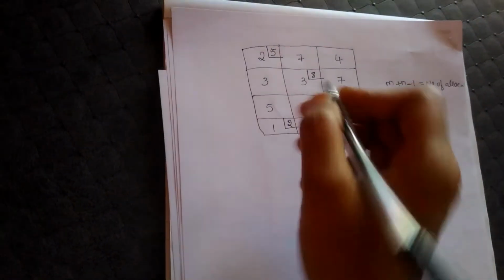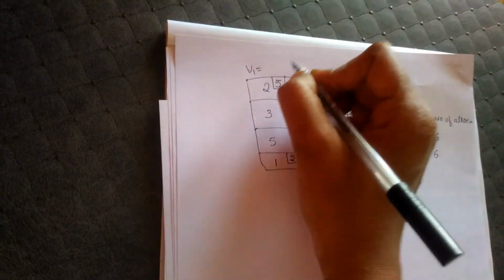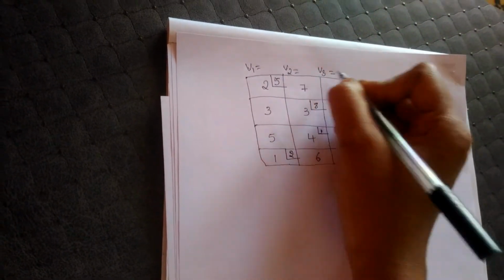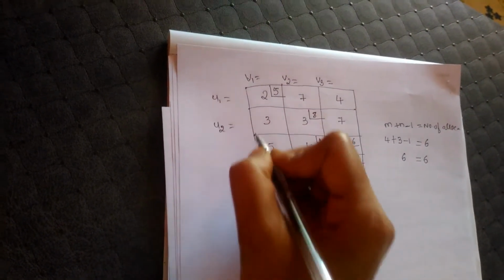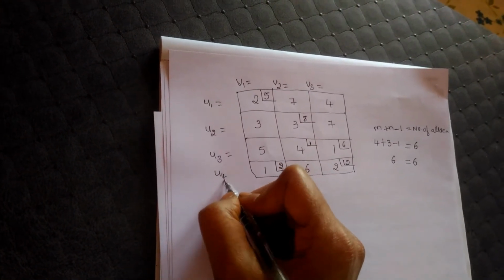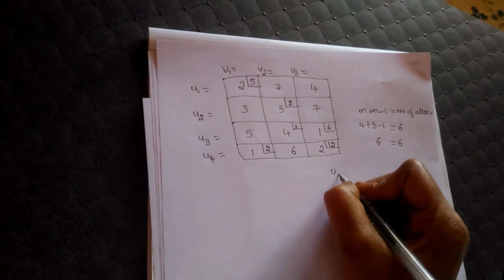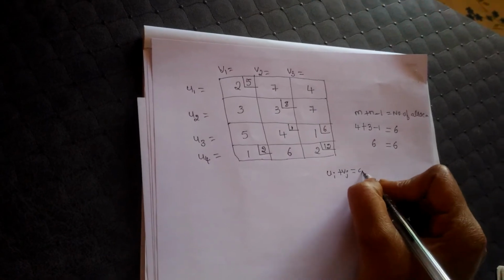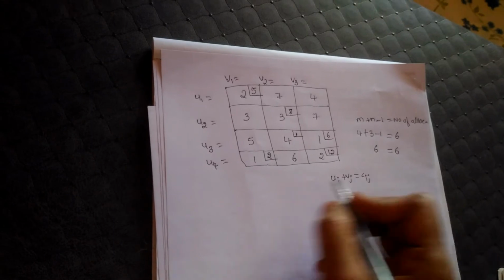Similarly, we have to find out the values of u and v here: v1, v2, v3, u1, u2, u3, u4. What formula will we be applying? ui plus vj is equal to cij. To find out the values for all these u's and v's, we apply this formula.